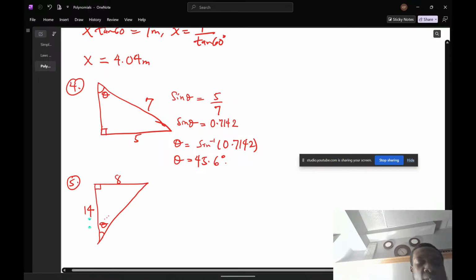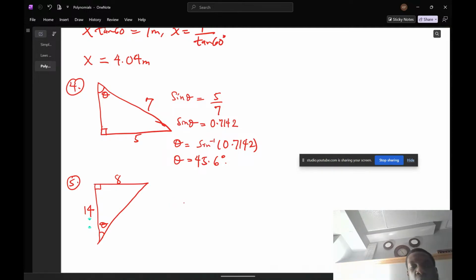So we have this side to be 8, we have this side to be 14. In this case, we are given the opposite and the adjacent. So we are going to use tan theta because tan theta is the trigonometric term that connects those two sides. So 8/14. Now let's divide 8/14.